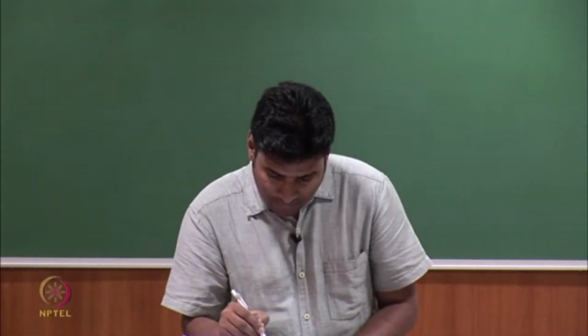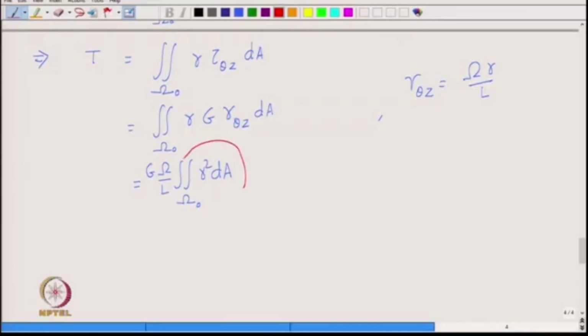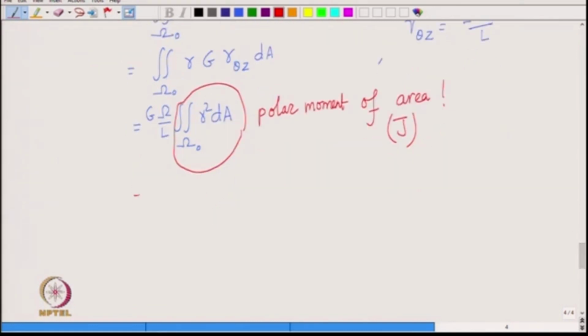So, this thing inside the bracket, that is called the polar moment of area, and it has got a name also, it is denoted by J. Okay. So, this finally becomes G J times omega over L. So, the torque T is equal to G J times omega over L.